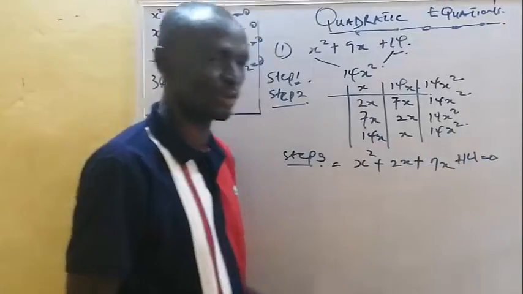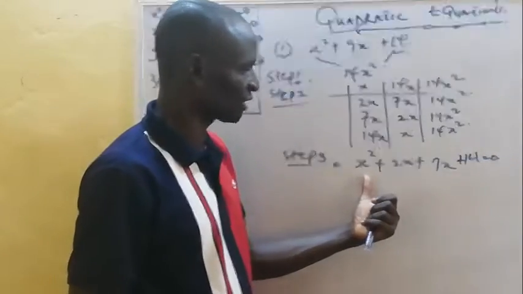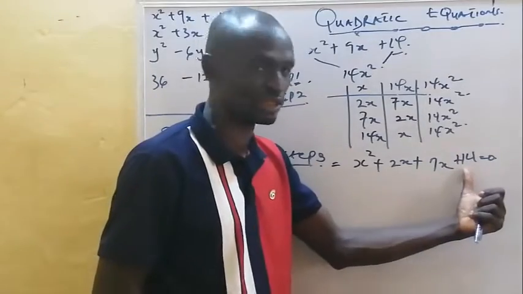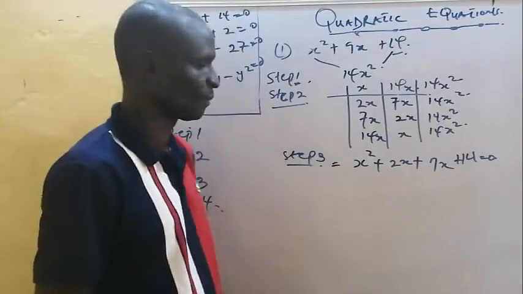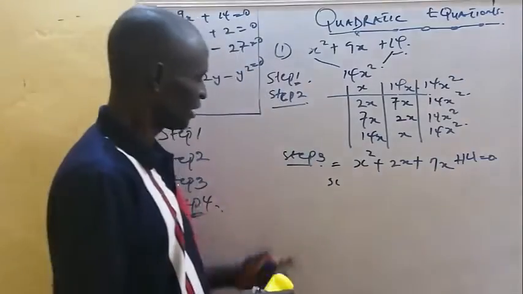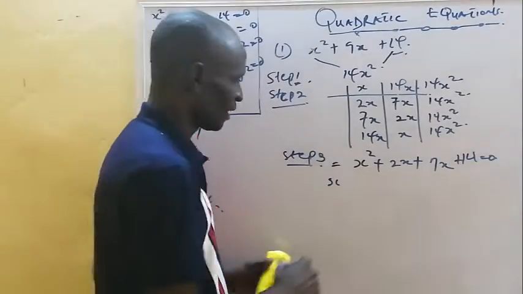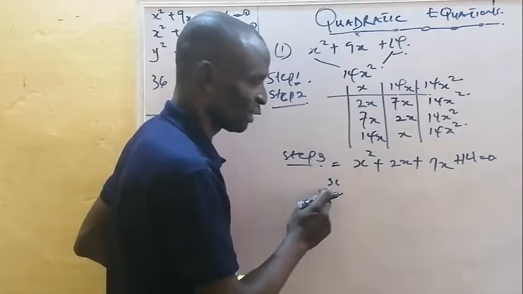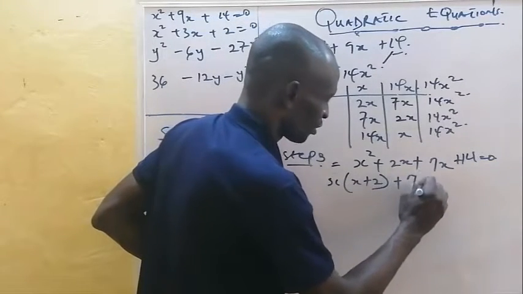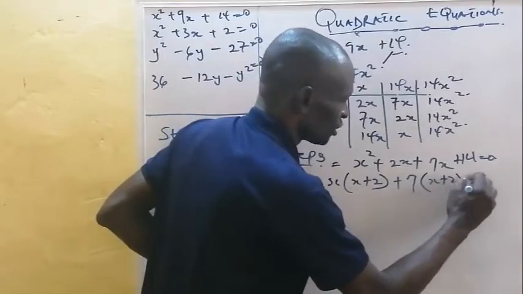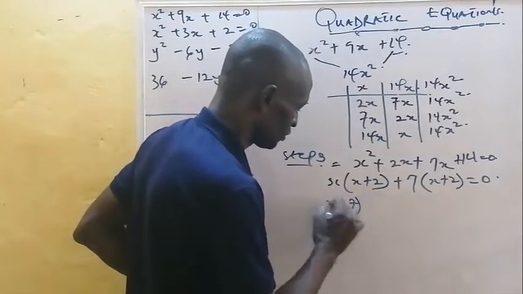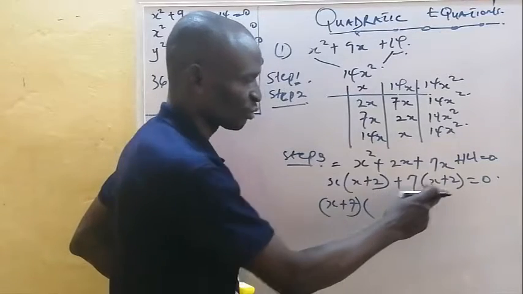Is equal to 0. So that 2x squared plus 2x, x squared plus 2x plus 7x plus 14 equals 0. Now, that implies that x squared, in step 4, I'll be factorizing. I'll bring out x squared and 2x, bring out x. x plus 2 plus 7 into x plus 2 is equal to what? 0. Already I have x plus 7. Now, I have x plus 2, x plus 2.